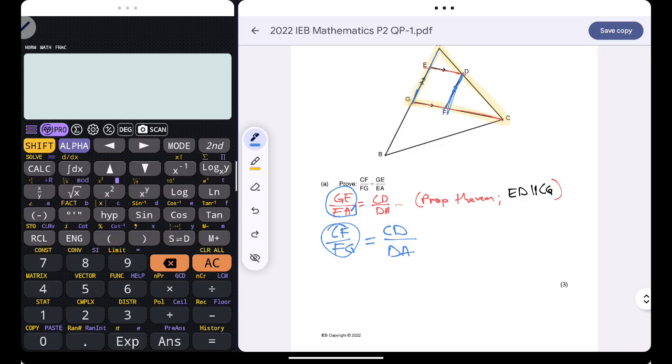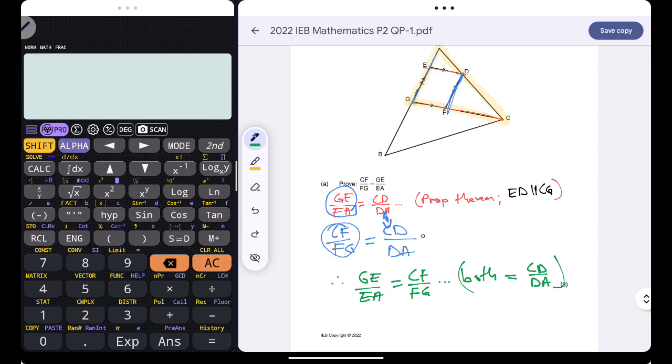Why am I saying this? Because both of the two ratios are equal to the same thing, which is CD over DA. We can therefore conclude that GE over EA is equal to CF over FG. This is true because both of these ratios are equal to the same thing, and that same thing is CD over DA.